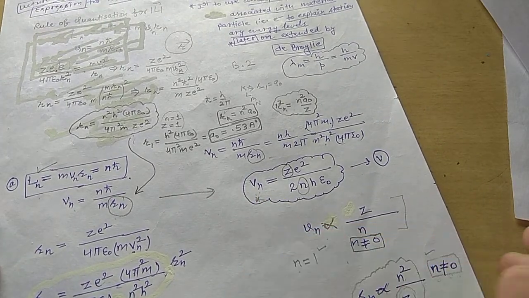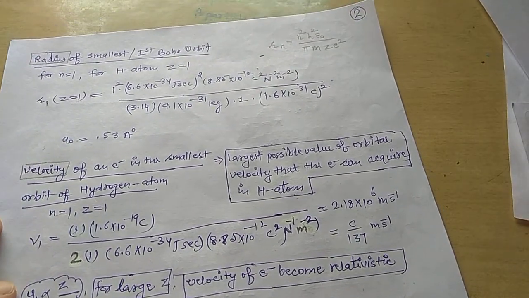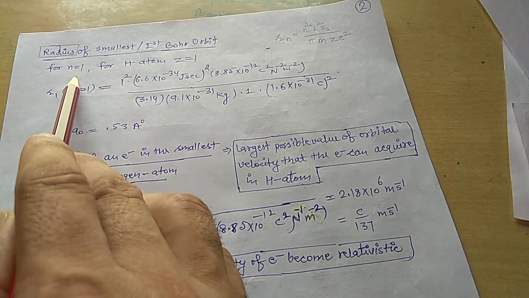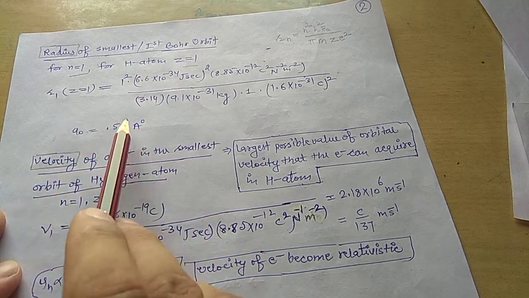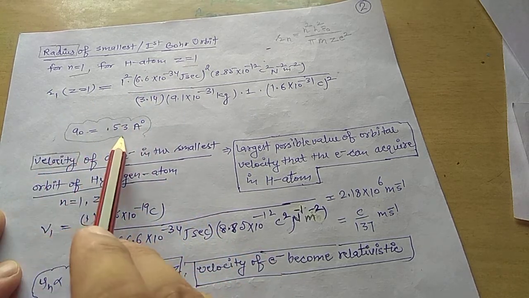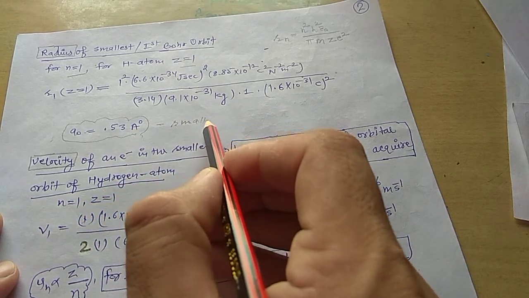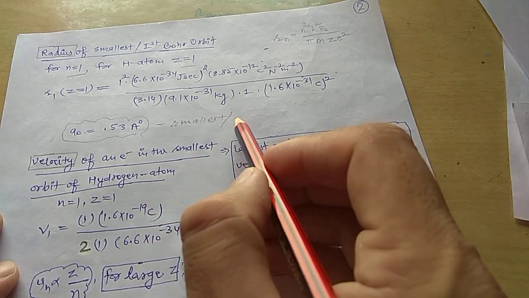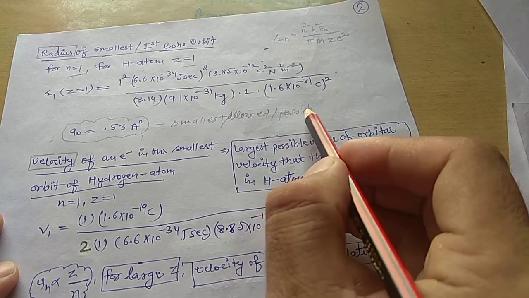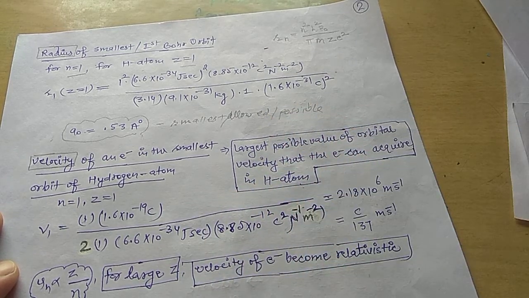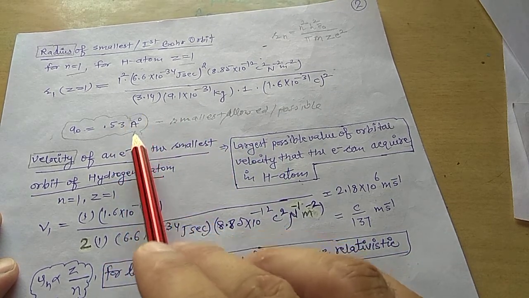This is the relation which gives the velocity, and we have discussed it here. You see, firstly the radius for n equal to 1, z equal to 1 for the hydrogen atom. If you put the values, then you will get the radius. Now you see, this is the smallest allowed, or you can say possible, value of the radius. The radius for other energy levels, other orbits, will be greater than this.